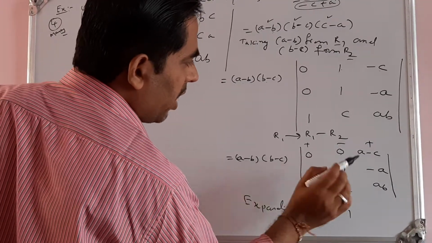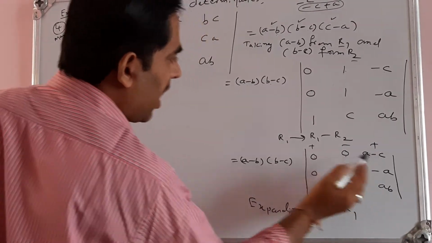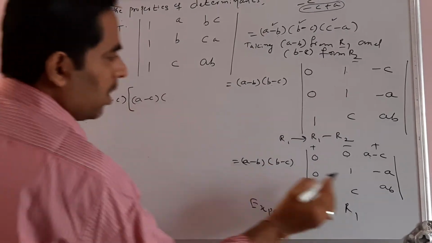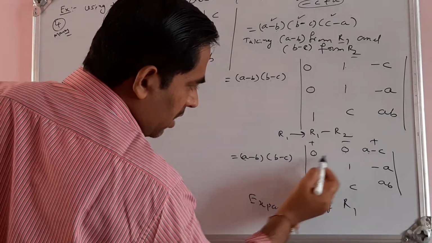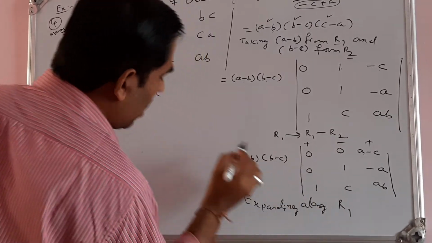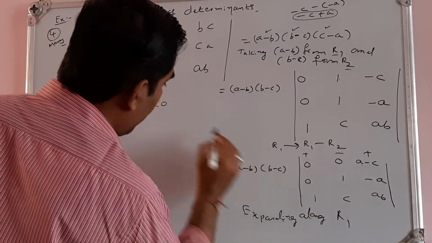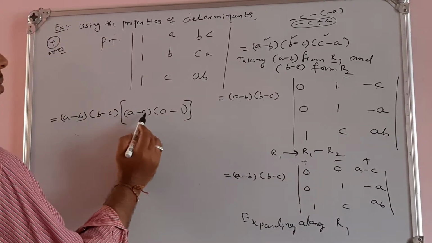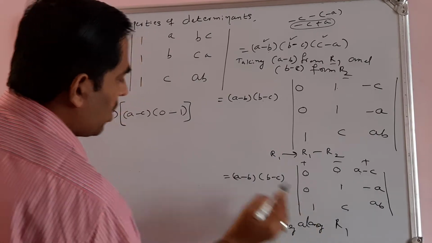So you delete these two elements and consider only this element. So a minus c. See, a minus c. Leave this column and this row. Okay, this column and this row. What we deleted? 0 into c, that is 0, minus 1 into 1, that is 1. See here, a minus c, then 0 into c, 0, 0 minus 1.